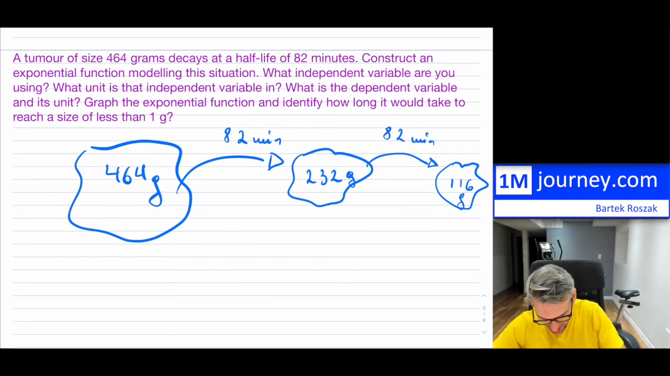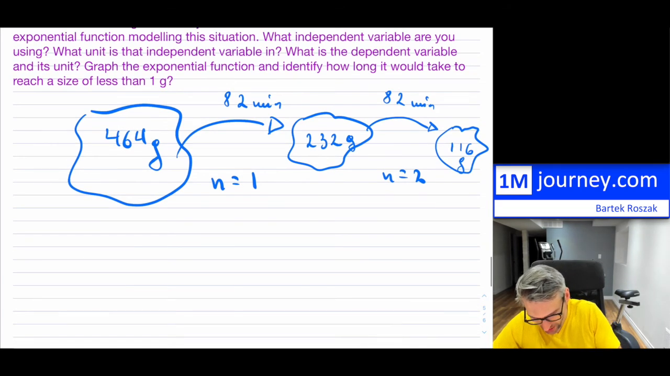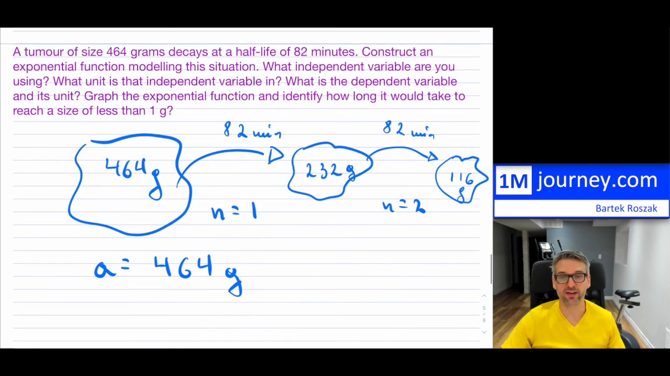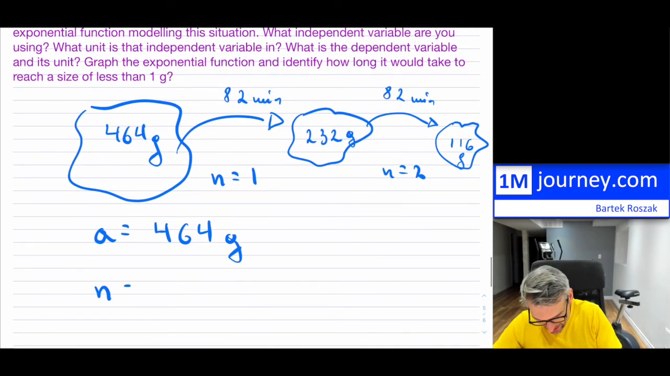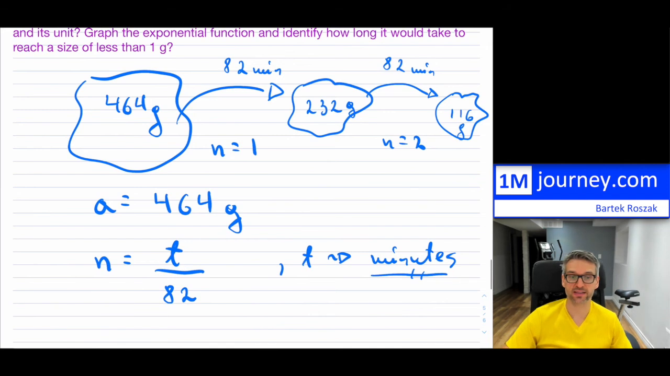This is after 1 period. This is after 2 periods. So right away we know our starting point is 464 grams. We know because it's with respect to half-life. So what that is telling us is that n is equal to, in this case they give us what the half-life time is, so that would have been 82. But in this case t, the units for this, is minutes. In the previous case, it was days. That is important because obviously days and minutes are different. So that's how we would set this up.